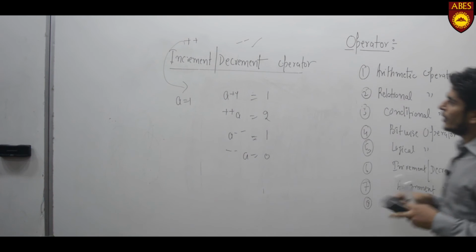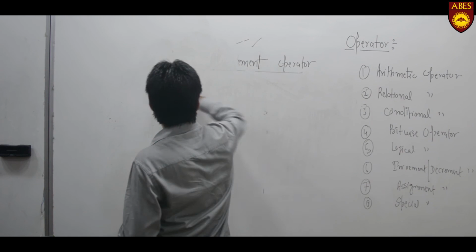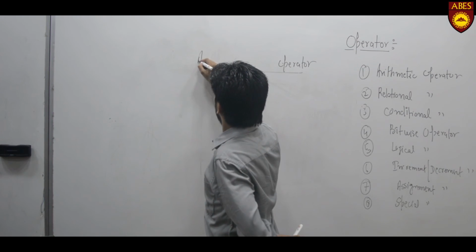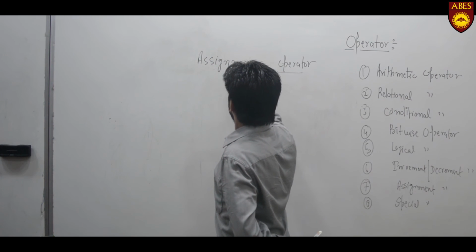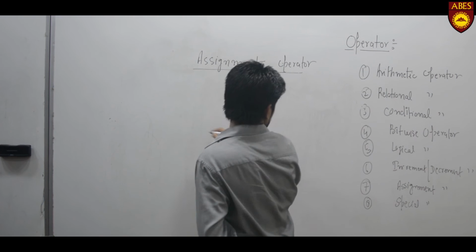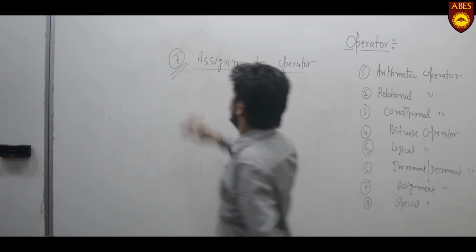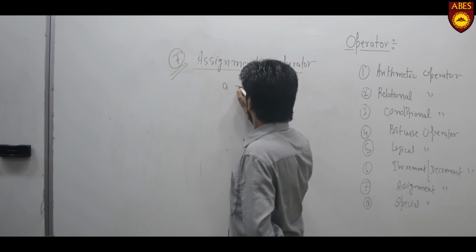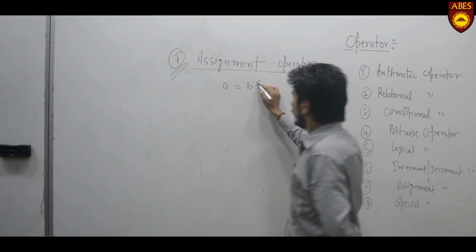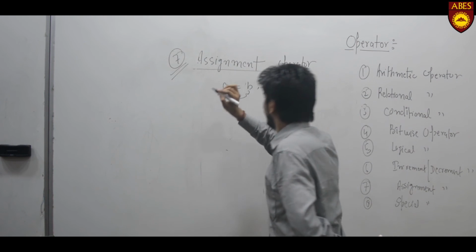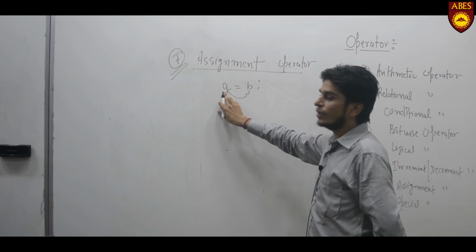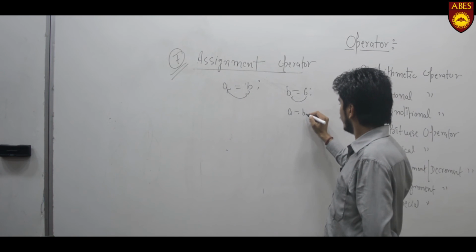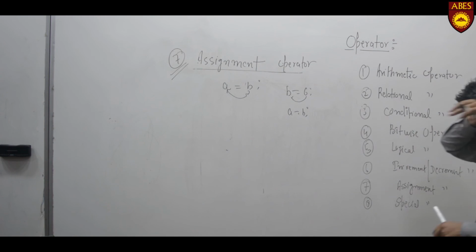The seventh category of operator is known as assignment operator. Basically this operator is used for assignment. A equal to B: the right side value or expression is assigned to the left hand side. That means the B value is assigned to A. If B equal to 6, then 6 is assigned to B, and A equal to B means 6 is assigned to A. That category is known as assignment operator.